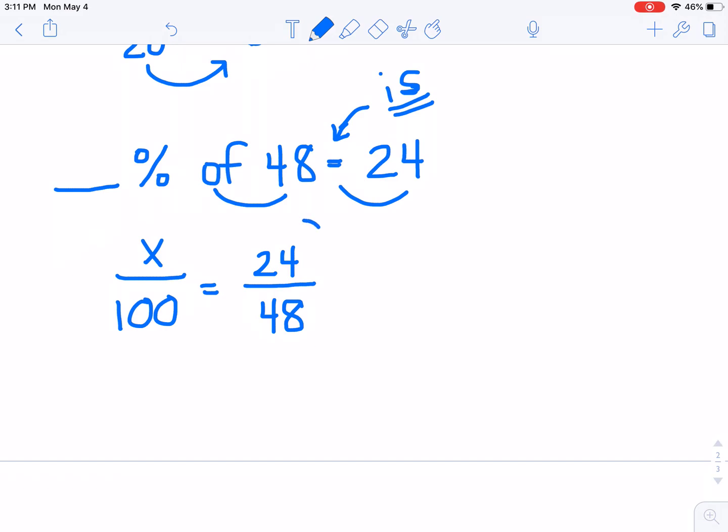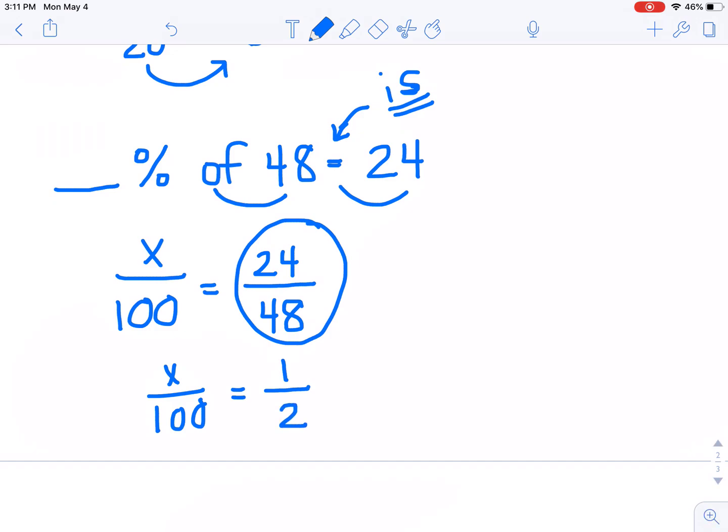So what can I do with this fraction? And I know, because I'm looking at it, that 24 is half of 48. So I could rewrite this as x over 100 equals 24 goes into itself once, and it goes into 48 2 times. All right? Now, I already know half of 100 is 50, but 2 can go into 100 50 times, so the top would be times 50, and I get 50. And that is how you do that one.